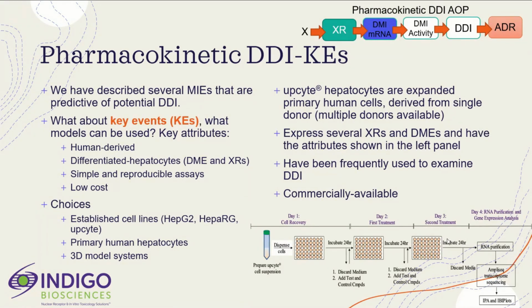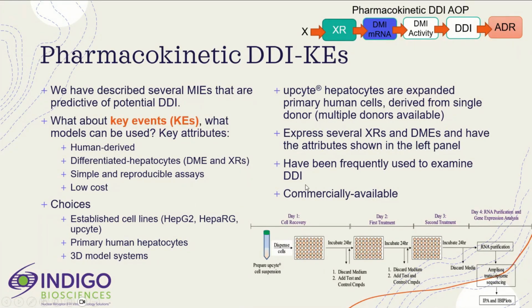So we need a differentiated hepatocyte, and this is often a limitation. We want it to be simple and reproducible and at a low cost. So people that are interested in looking at these key events will quite often pick cell lines because they're easy to look at. These may be, again, human-based things like the hepatoma cell line HepG2, transformed cells like HepaRG, and Upcyte cells. They may look at primary human hepatocytes, or a variety of different 3D model systems that are out there.